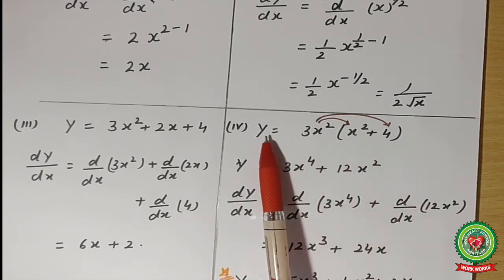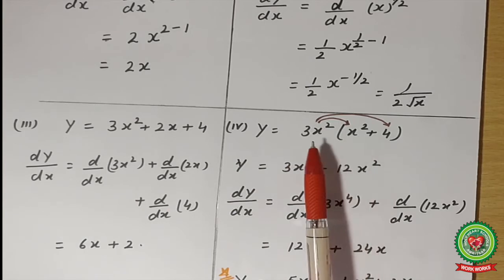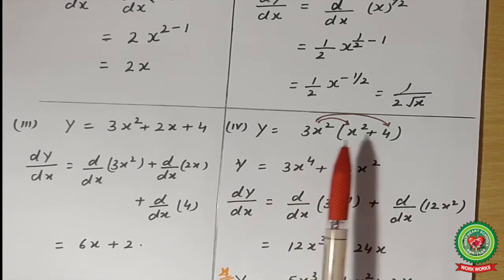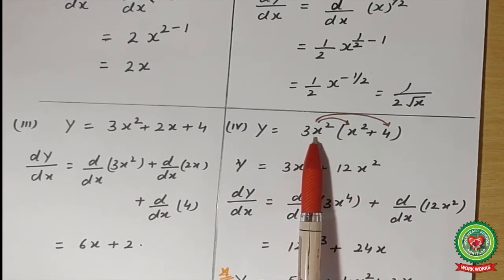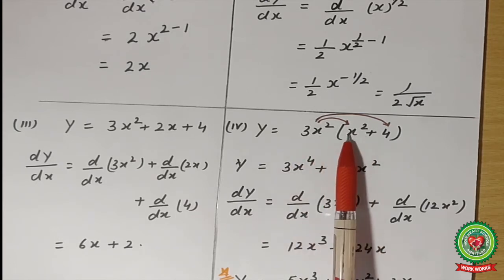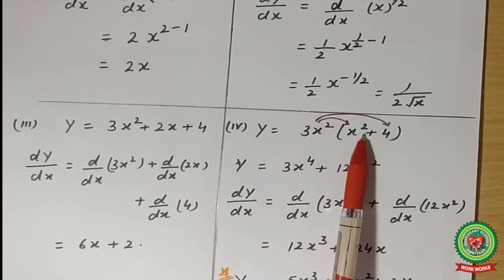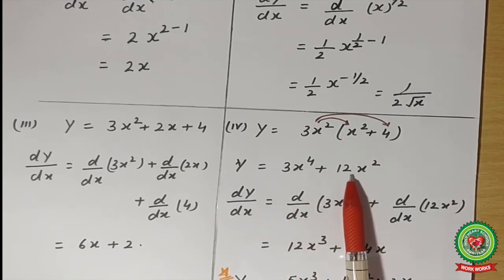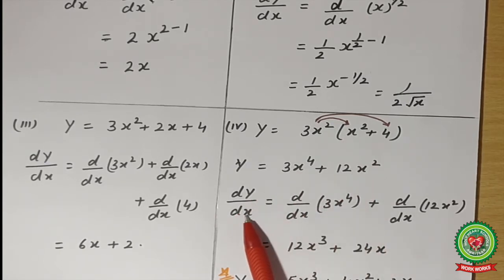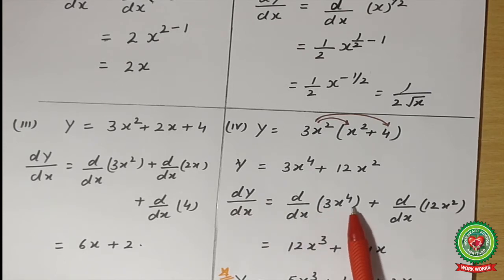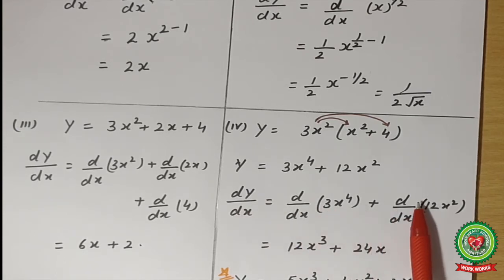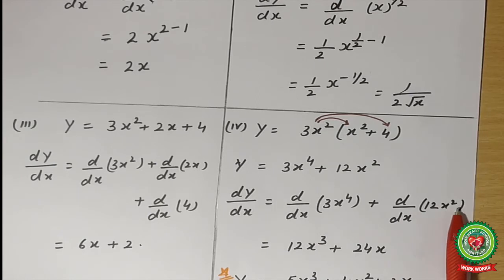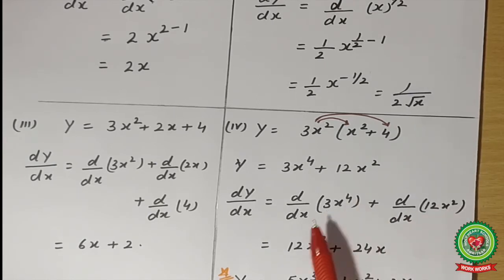Now if I take an example where two expressions are in multiplication form, first of all we will solve it with the arrow method: 3x square into x square plus 4. Now apply the arrow method. 3x square into x square is 3x raised to power 4, plus 12x square. It will become dy upon dx, d by dx of 3x raised to power 4 plus d by dx of 12x square. 4 threes are 12, and 4 minus 1 is 3.